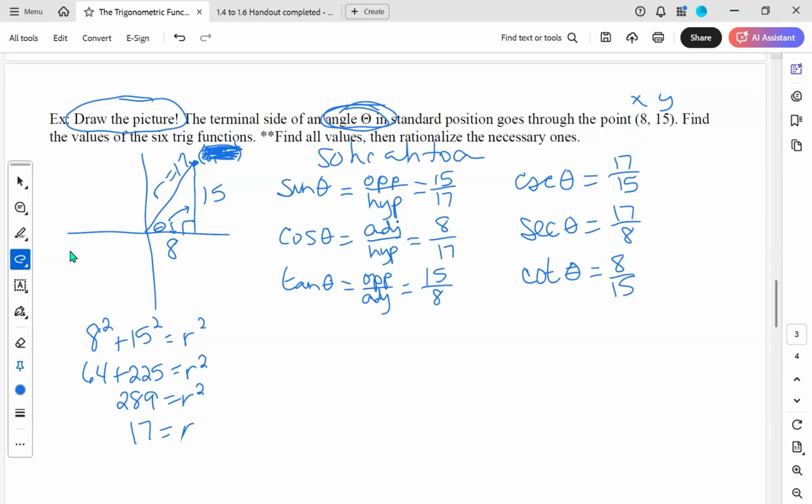Again, these numbers on the right are values. And theta is your angle measure. They are not the same. Don't tell me that there is a cotangent of 8 over 15. 8 over 15 is your value. It needs to go on the other side of the equal sign. And so that's how you find the 6 trig functions. And again, it says rationalize necessary ones. We don't have any necessary ones to rationalize. They all didn't have a radical.